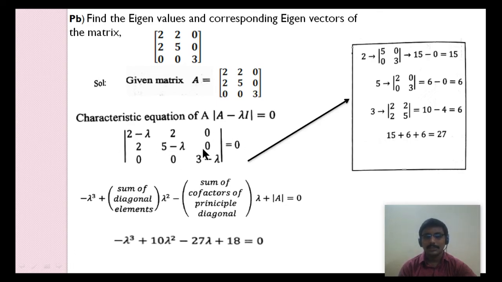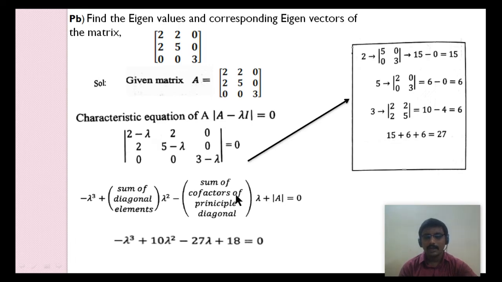Now to solve this equation, we have a shortcut formula. Don't tell anyone. It is very easy to find the characteristic roots using this equation: minus lambda cube plus sum of diagonal elements into lambda square minus sum of cofactors of the principal diagonal into lambda plus determinant of A equal to 0. Here the diagonal elements are 2, 5, 3, so 2 plus 5 is 7, 7 plus 3 is 10. So the sum of diagonal elements is 10.